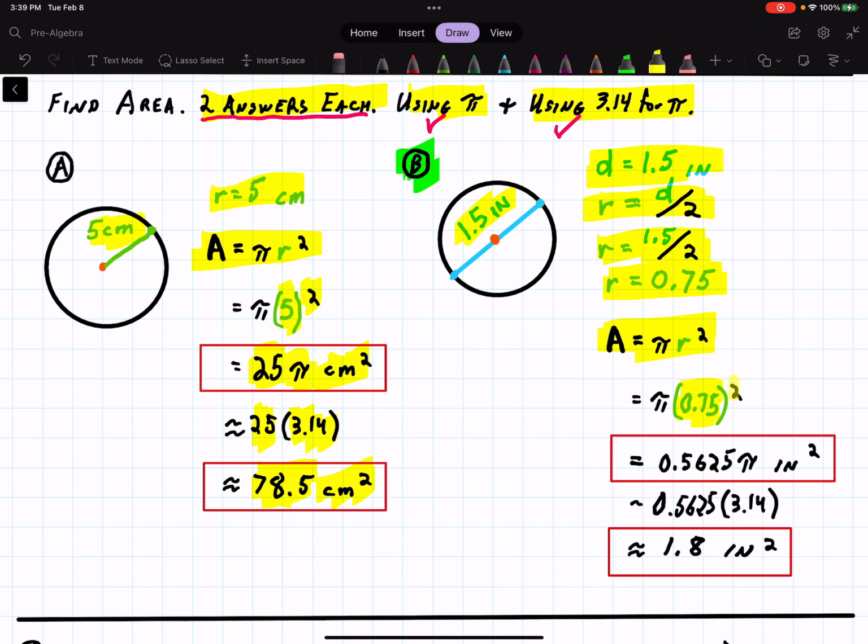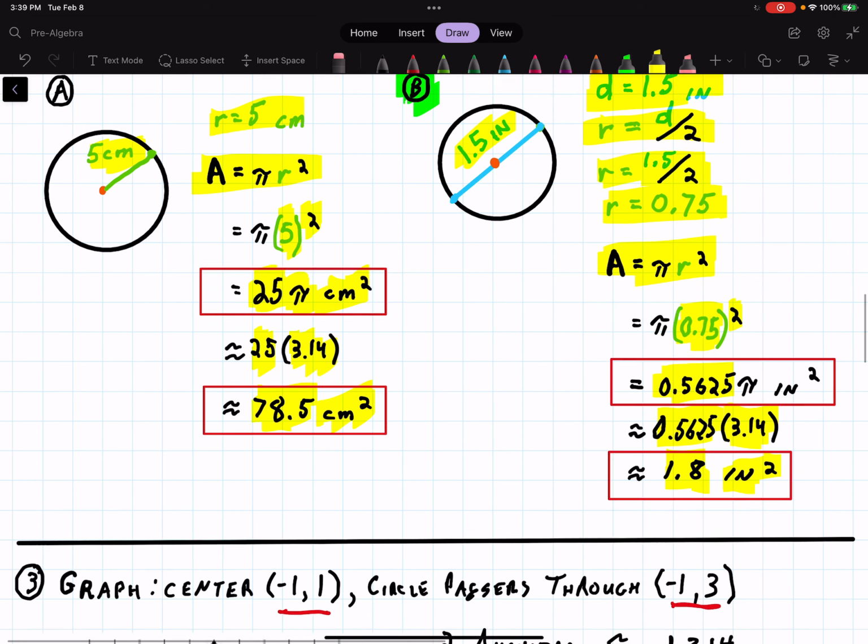We substitute it in the square. We do that square function. We get 0.5625 pi inches squared. When we multiply that times 3.14, we approximate the answer, because 3.14 isn't exactly pi. We multiply those 2 out, we get approximately 1.8 inches squared. You'll notice that circumference is a length measure, and it is just in centimeters or whatever unit you have, whereas area is always in a squared unit.